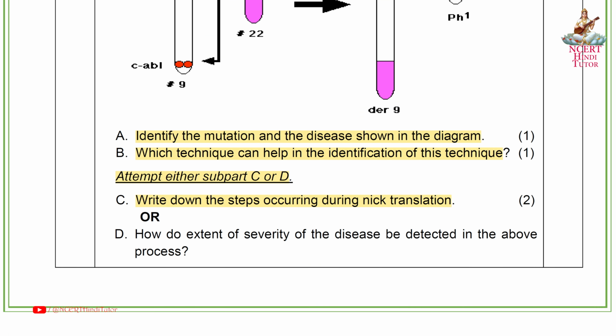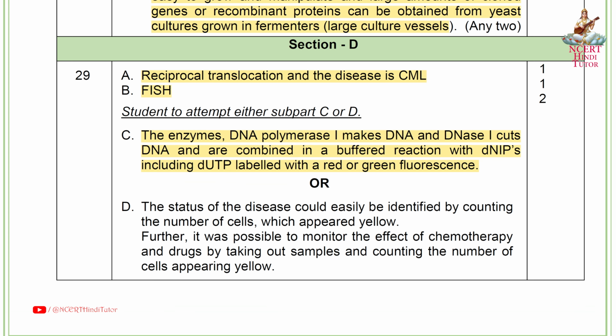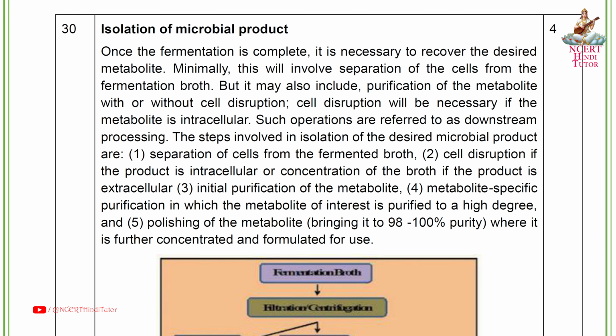Or D. How can the extent of severity of the disease be detected in the above process? Answer. The status of the disease could easily be identified by counting the number of cells which appeared yellow. Further, it was possible to monitor the effect of chemotherapy and drugs by taking out samples and counting the number of cells appearing yellow. Question 30.